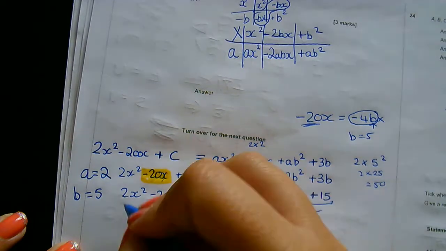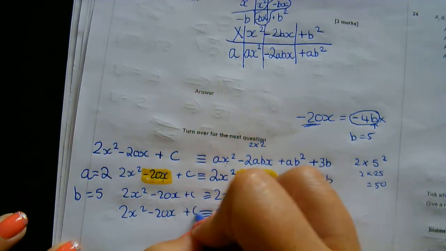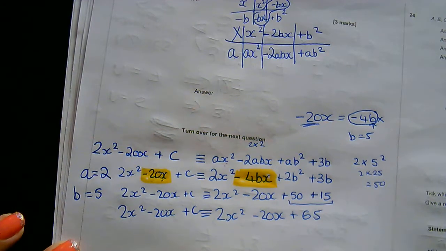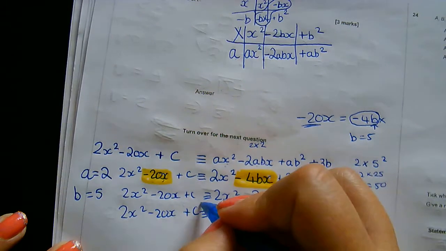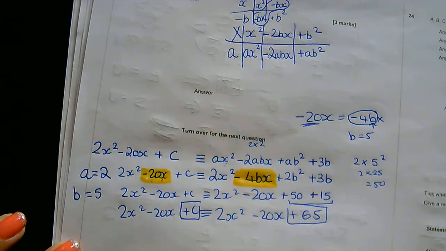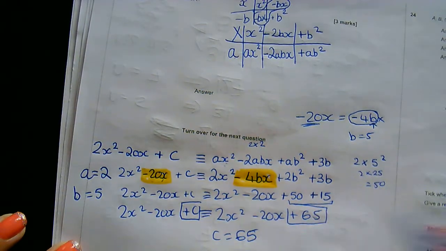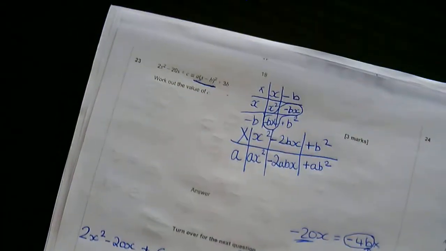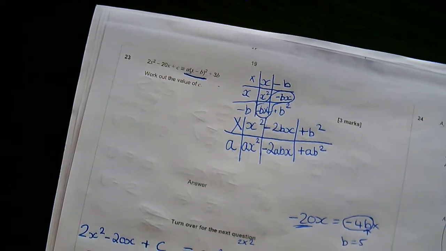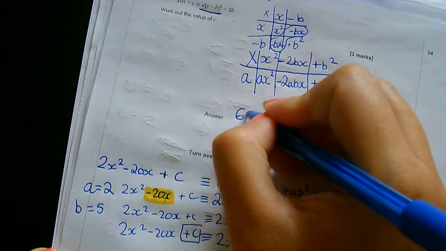And that is equal to this side, 2x squared minus 20x plus c. So by doing that, I've got the x squared the same, I've got the x is the same, and then the only thing left now is the constant on the end, which shows that the constant must be 65. So therefore c equals 65, and that was what the question was asking. The question said work out the value of c, and just by expanding and comparing, I've got the answer. C is 65.